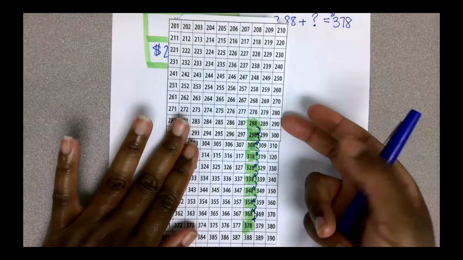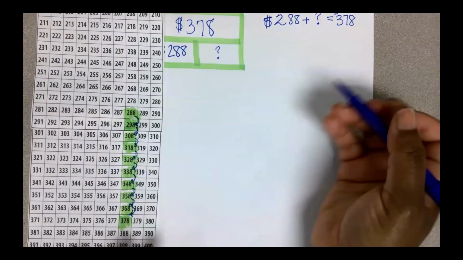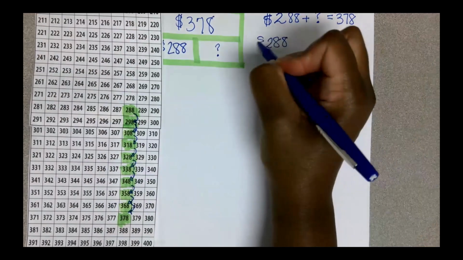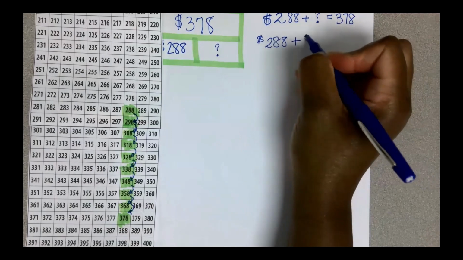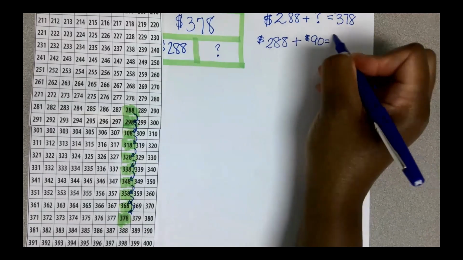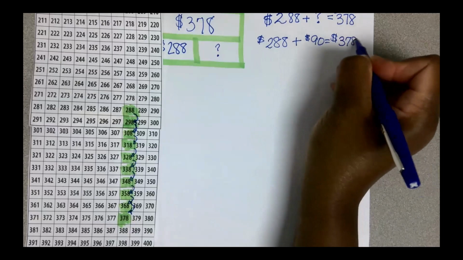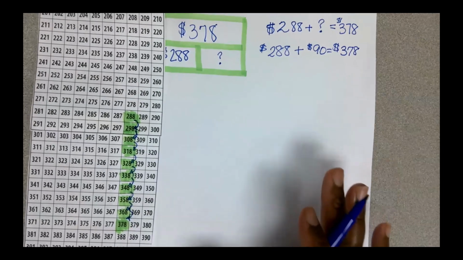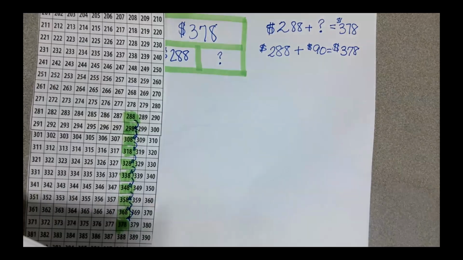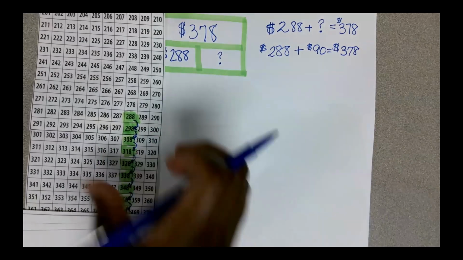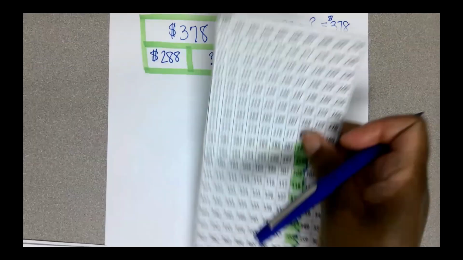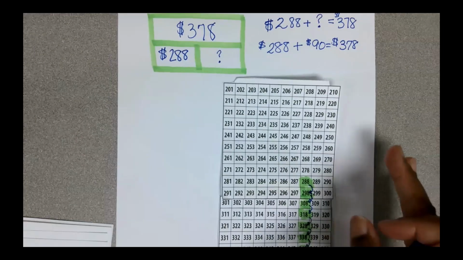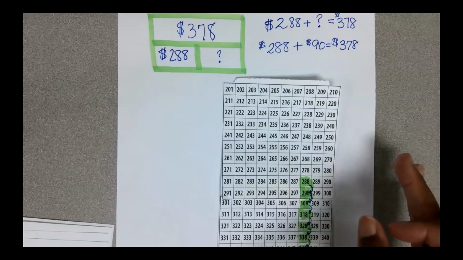So I go back to my equation to fill in what I know. I now know that $288 plus $90 equals $378. So in my example, I chose to use think addition. I added up to subtract or find the difference between two numbers. I could have easily used subtraction to find the difference as well.